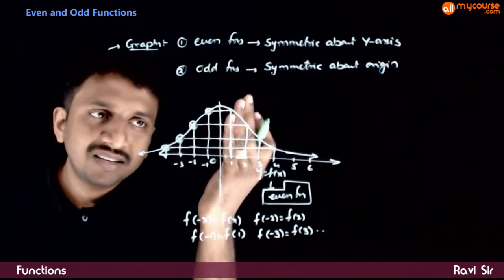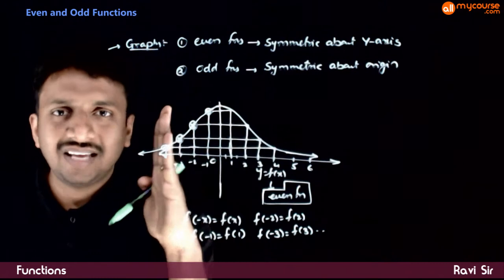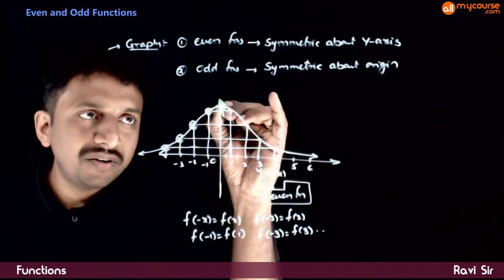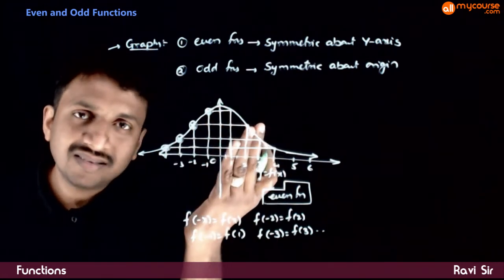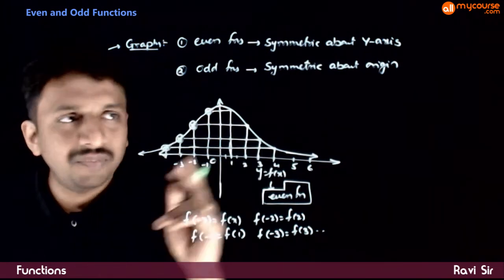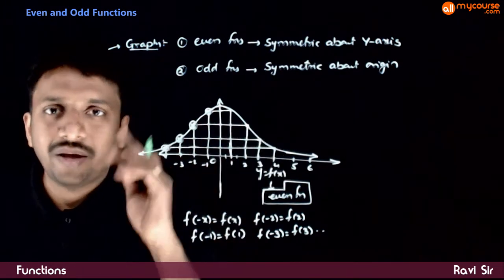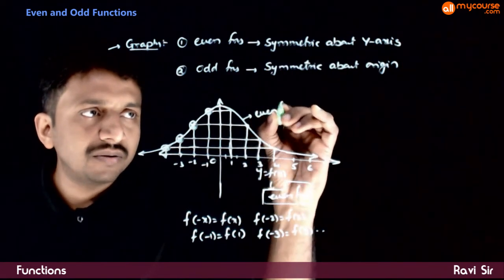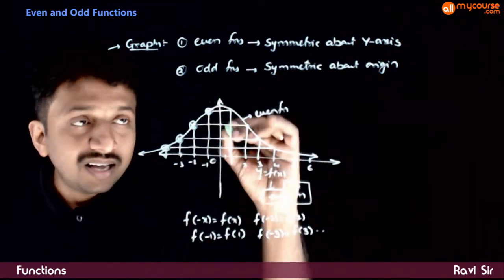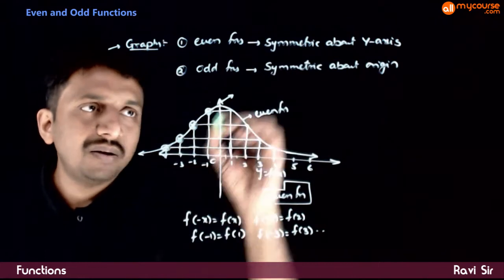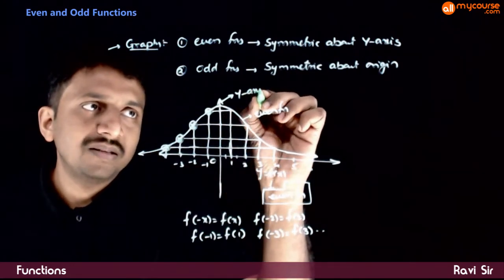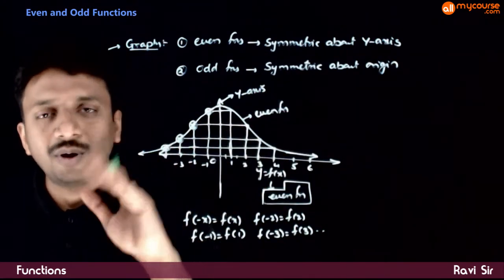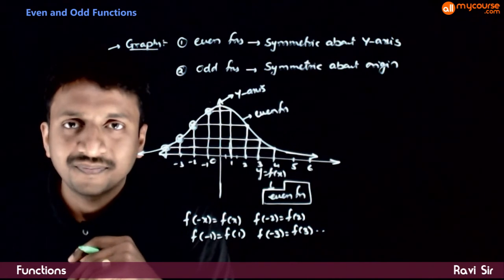So do you see that you get the exact same graph? Whatever you got on the positive side of the x-axis, you just get the mirror image of this graph about the y-axis. So this is how the graph of an even function looks. The graph is symmetric about the y-axis. That means you can fold the graph about the y-axis.